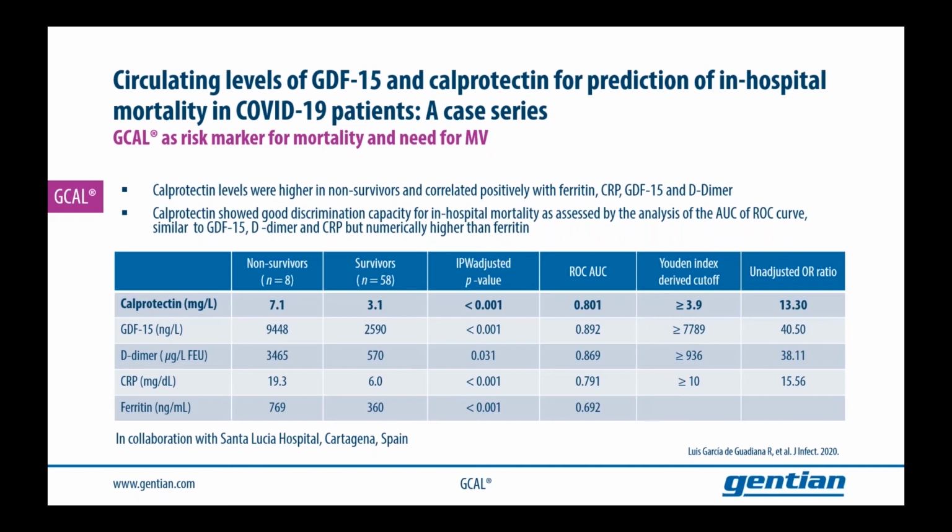Calprotectin levels were higher in non-survivors than in survivors and correlated positively with other biomarkers such as ferritin, CRP, GDF15, and D-dimer. Calprotectin showed good discrimination capacity for in-hospital mortality, which was comparable with the performance of GDF15, D-dimer, and CRP, but numerically was higher than performance of ferritin.